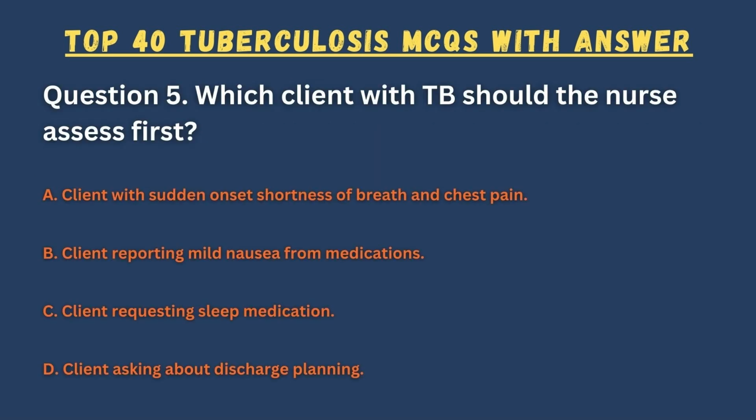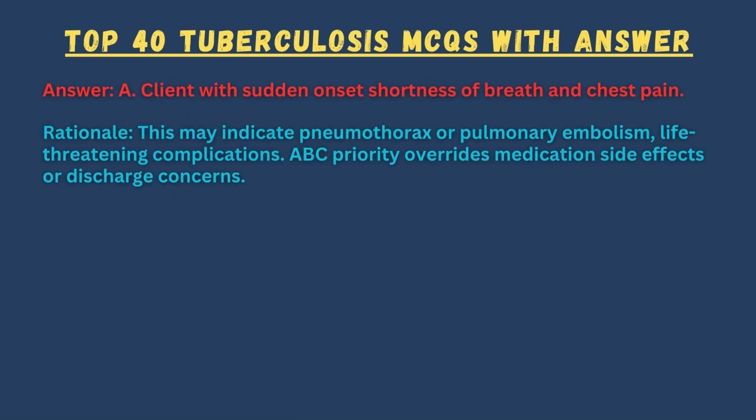Question 5. Which client with TB should the nurse assess first? A. Client with sudden onset shortness of breath and chest pain. B. Client reporting mild nausea from medications. C. Client requesting sleep medication. D. Client asking about discharge planning. Answer: A. Client with sudden onset shortness of breath and chest pain. Rationale: this may indicate pneumothorax or pulmonary embolism, life-threatening complications. ABC priority overrides medication side effects or discharge concerns.